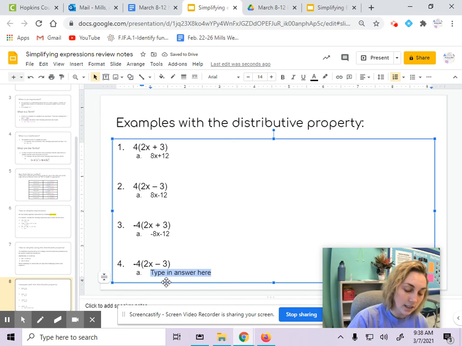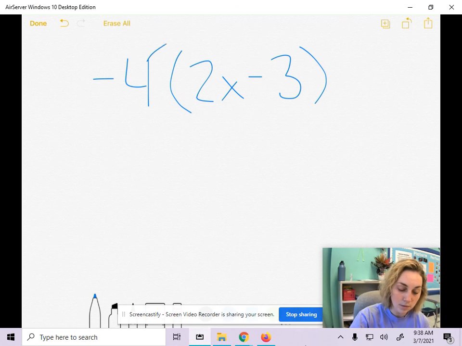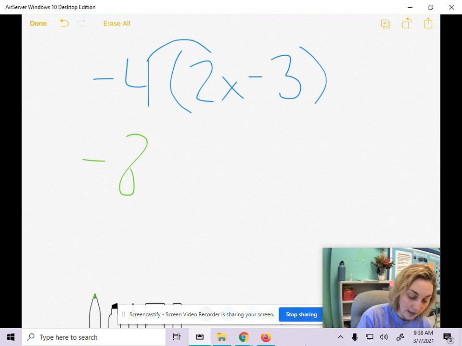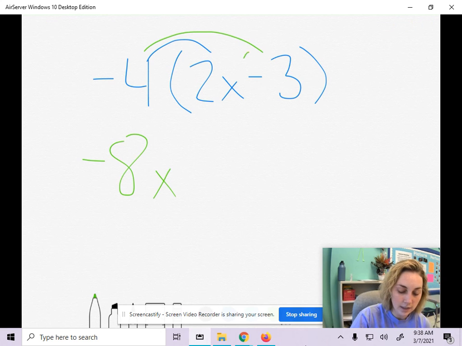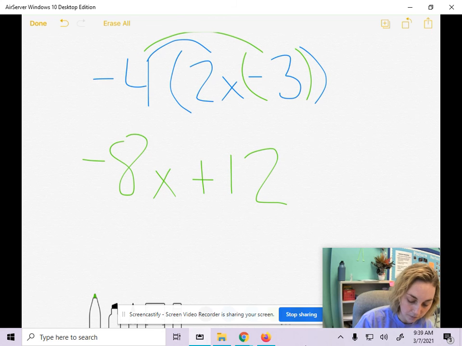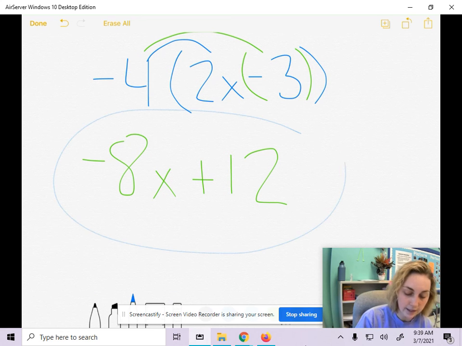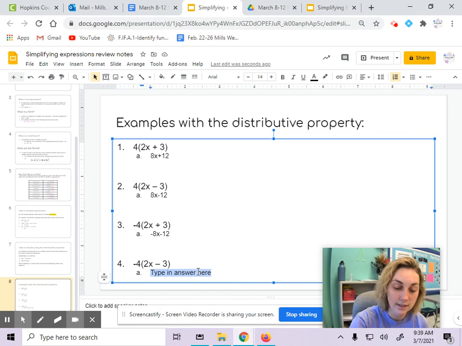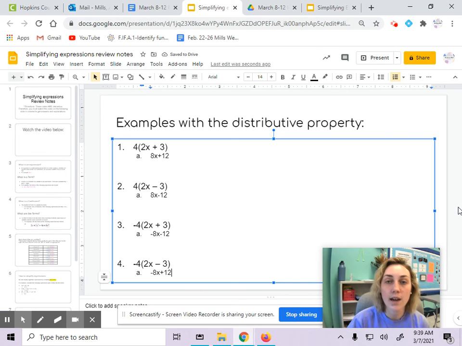And then last but certainly not least, what we're going to do today is we're going to have negative 4, and we need to multiply that by 2x minus 3. So again, we're going to multiply negative 4 times 2x. Well, negative times positive is going to give us a negative 8x. And then negative 4 times negative 3, well, 2 negatives actually gives us a positive. So negative 4 times negative 3 is going to give us a positive 12. And I have simplified my expression. So what we have left over is negative 8x plus 12.